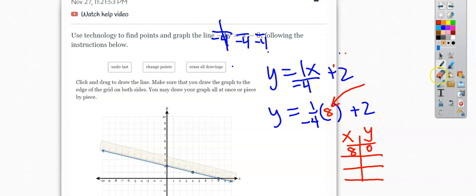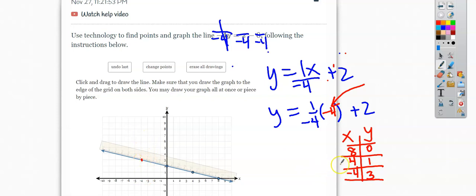I can pick another number to go in here. Maybe I pick the number 4, right? Negative 1/4 times 4 is negative 1. Negative 1 plus 2 is 1, right? Then I erase this, and I choose another number. Maybe I choose negative 4. So negative 4 times 1/4 is positive 1. I will get a 3 here. Negative 4, 3. That makes sense, right?